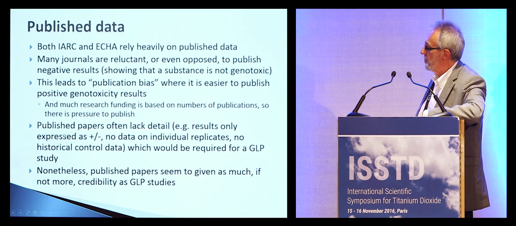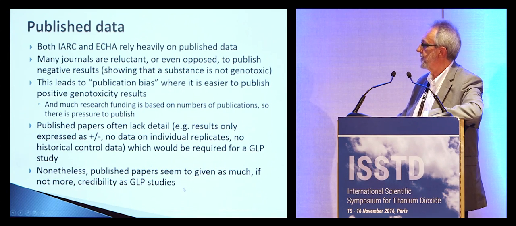Moreover, published papers often lack detail. Often you find results are expressed only as plus minus. There are no data, for example, on individual replicates. There is hardly ever any historical control data in a published paper, and yet that would be required for a GLP study. But nonetheless, published papers seem to be given as much, if not more, credibility as GLP studies in these evaluations.